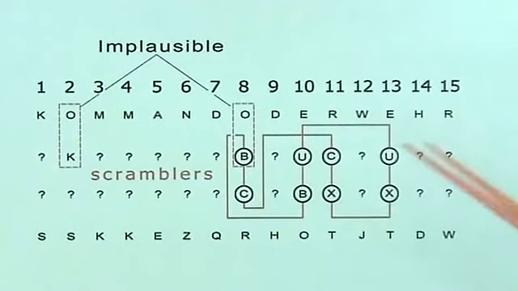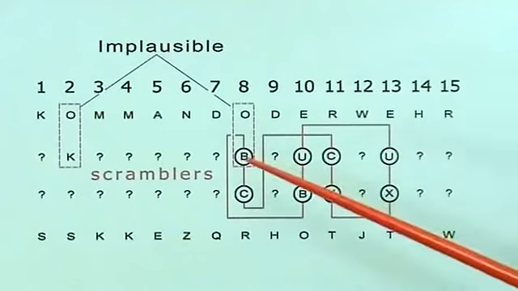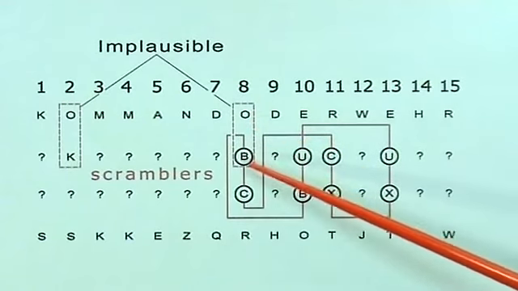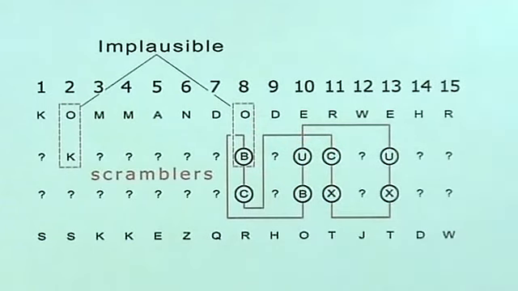Here on the scrambler 8, the letter B is at this point. This in turn would mean that the letters O and B on the Enigma's Steckerbrett were swapped.